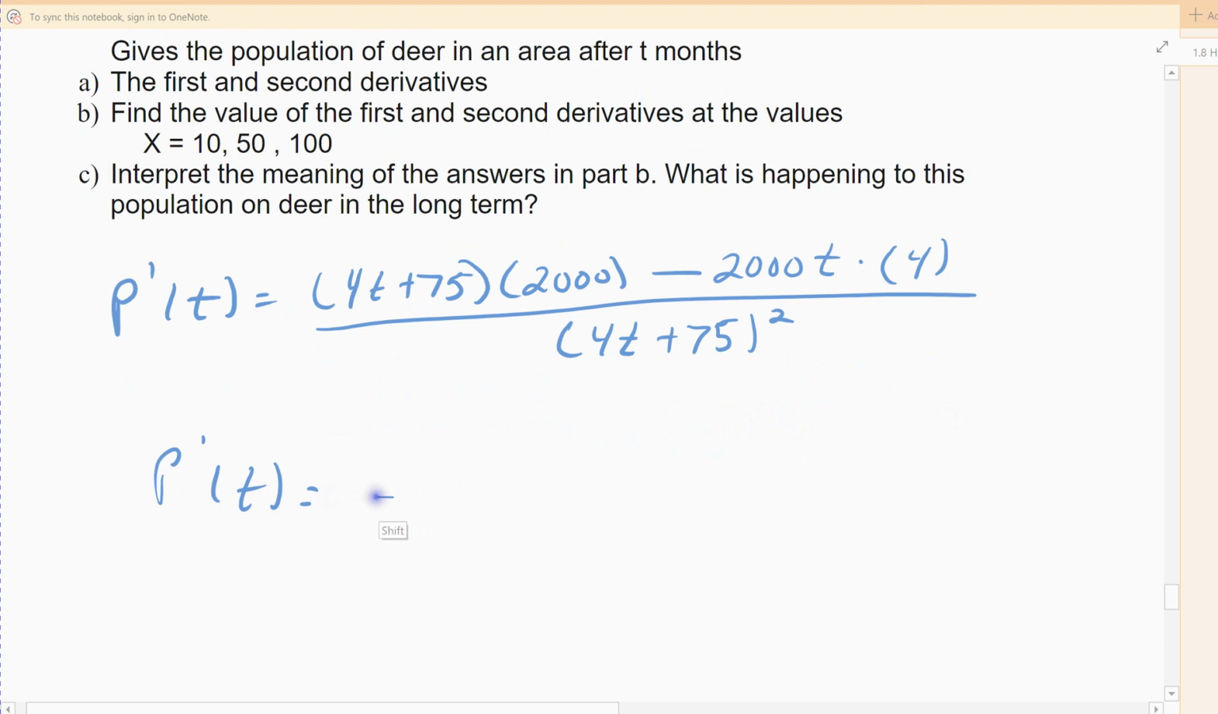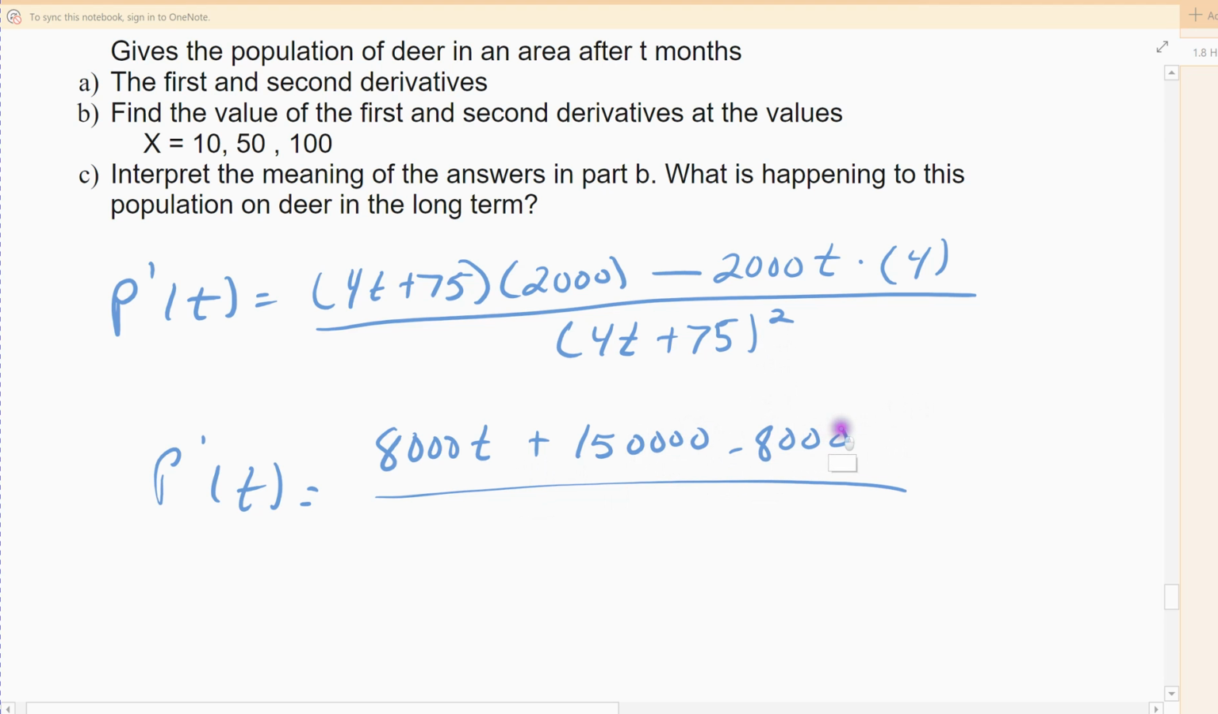So up top, this is going to multiply out to 8,000t plus 150,000, 4 zeros after that, and that's minus 8,000t. Alright, so the 8,000t's cancel out, and I'm still going to leave that over the denominator. I'm not going to square that out. Alright, I think it's just easy to leave it.